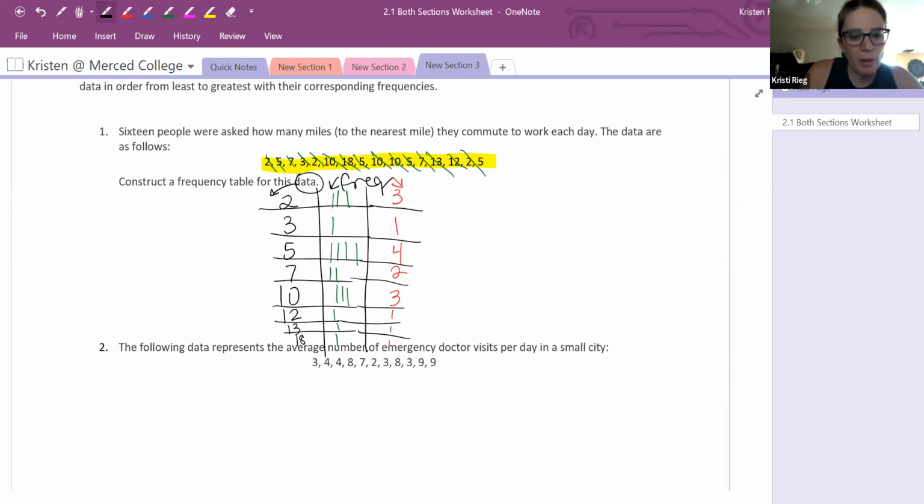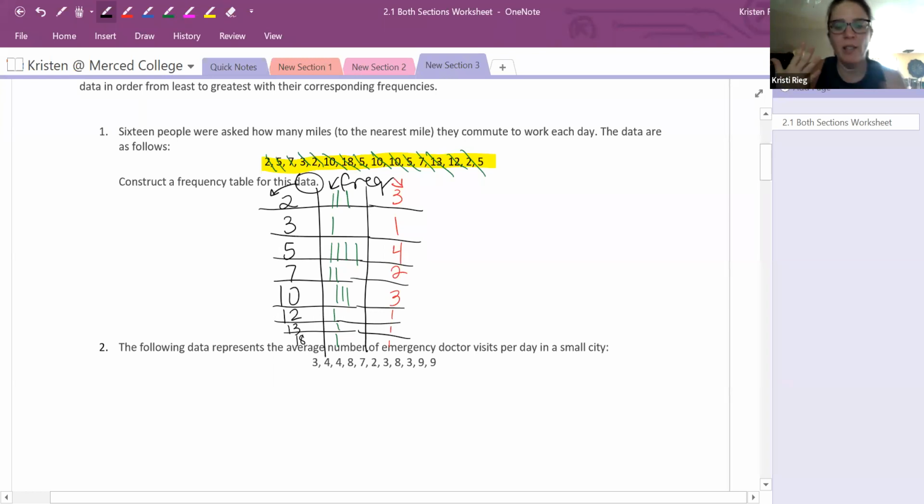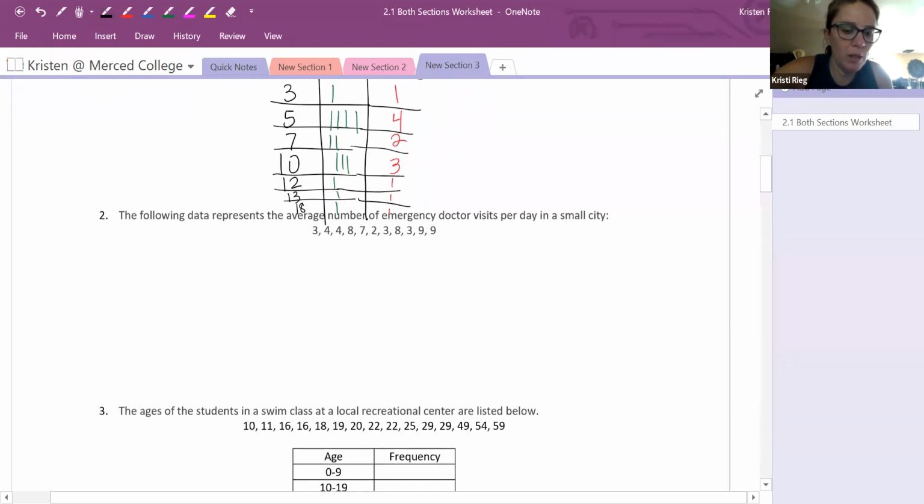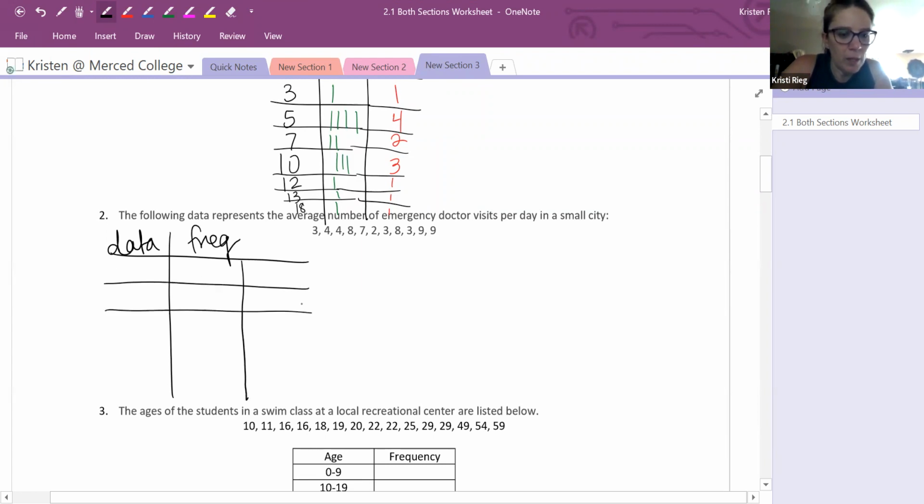The following data represent the average number of emergency room visits per day in a small city. So look, there are a lot fewer numbers. I see a 2, a 3, a 4, 7, 8, 9. So that's 6 numbers, so I need to have 6 rows. So I have my data and I have my frequency, and I'll probably do my frequency two ways, just like last time. And I need 6 rows. 1, 2, 3, 4, 5, 6.